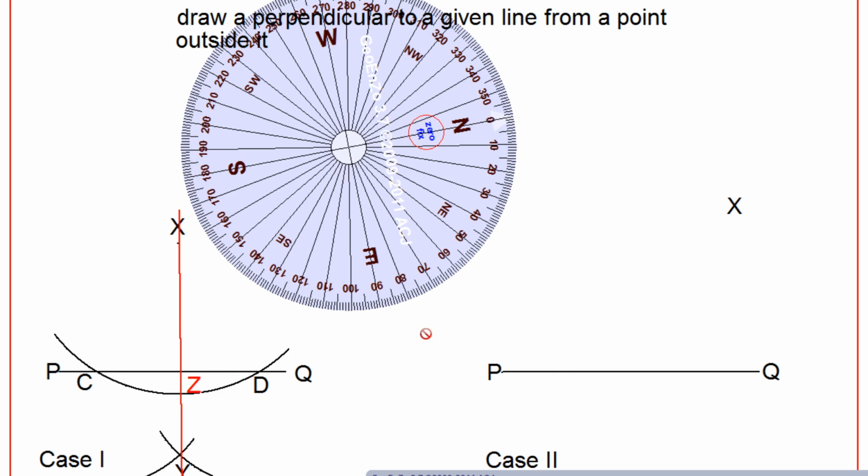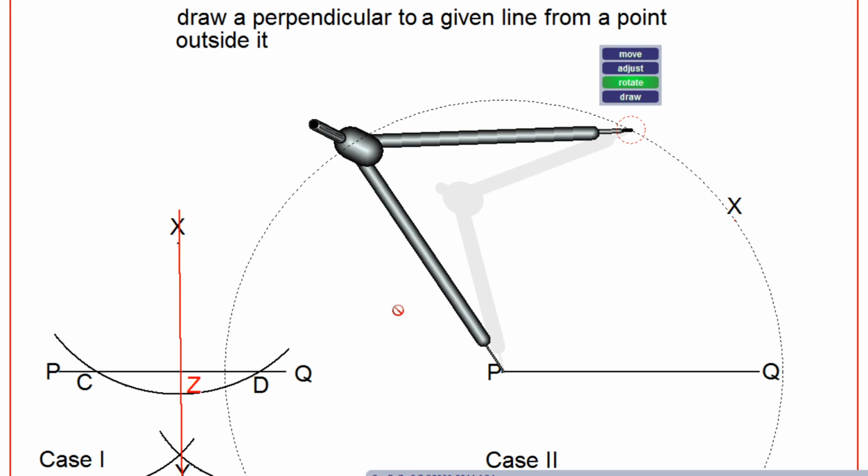Now next we will try to draw a perpendicular when the point is close to the end of the given line. Now in the second case, the given point X is marked by the red mark here, and the given line is PQ, and the given point is very close towards an end. It can be towards end P or towards end Q. Here I have shown it towards end Q. Now take PX as the radius and P as the center, draw an arc.